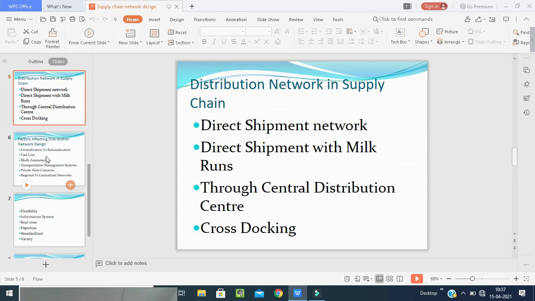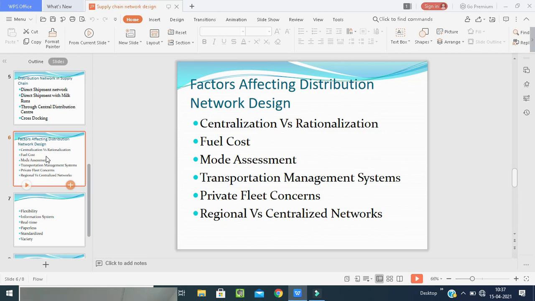Now, we have factors affecting distribution network design. What are those? The first one is centralization and rationalization. In distribution network planning, there is a well-established relationship between the number of distribution points, transportation costs, and customer service targets. All these things are involved.